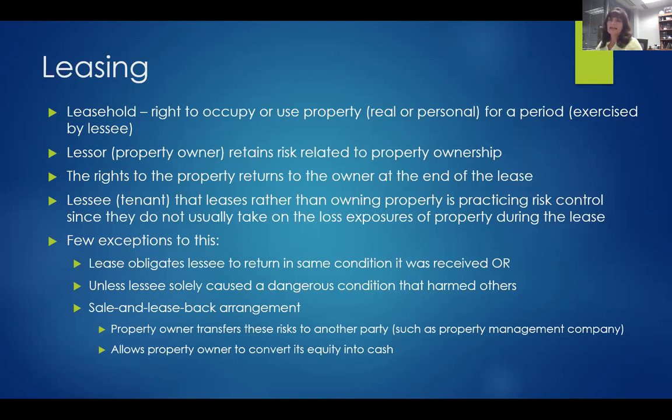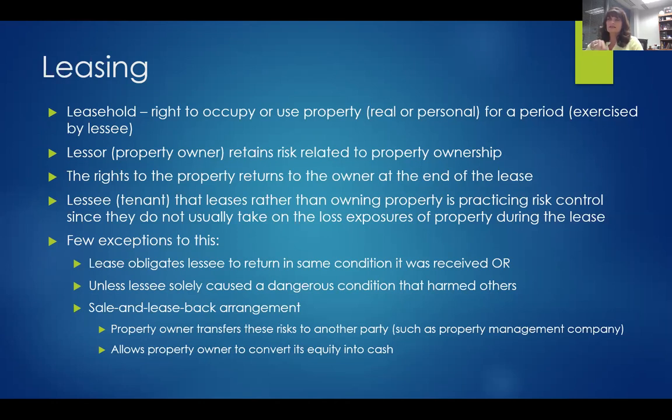So the lessee or tenant, as we will call that, would be leasing rather than owning the property. So they're exercising risk control. If they chose to buy the property, they would have to implement their own insurance and make sure that fire suppression is in there, and if there are flammables in the building. They don't have to worry about as many concerns as if they just said, hey, I'm just going to lease it. I don't have to worry about what happens in the building. You can't be careless, but you definitely have less risk exposure during a lease than you would have if you owned it. There are a few exceptions.